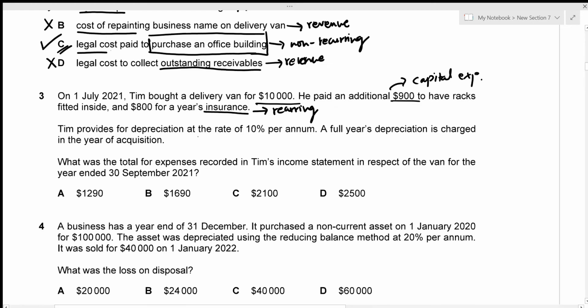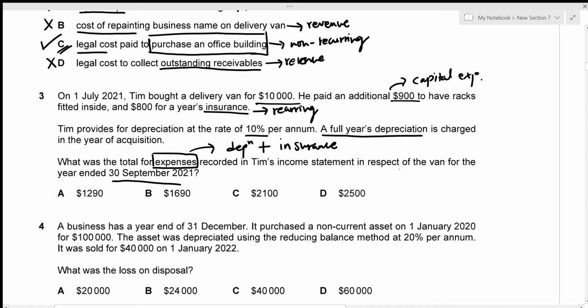Next, Tim provides for depreciation at the rate of 10% per annum, and a full year's depreciation is charged in the year of acquisition. All right, what was the total for expenses recorded in Tim's income statement in respect of the van for the year ended 30 September 2021? All right, we're talking about the expenses. So expenses is going to include the depreciation and the insurance. And what we know is that a full year's depreciation is being charged. So let's just calculate the depreciation.